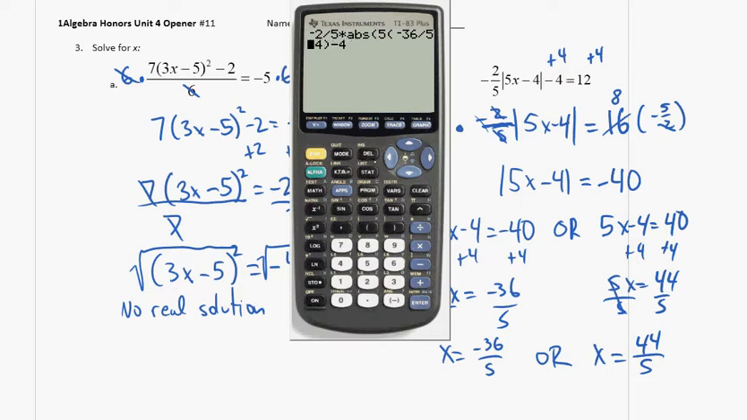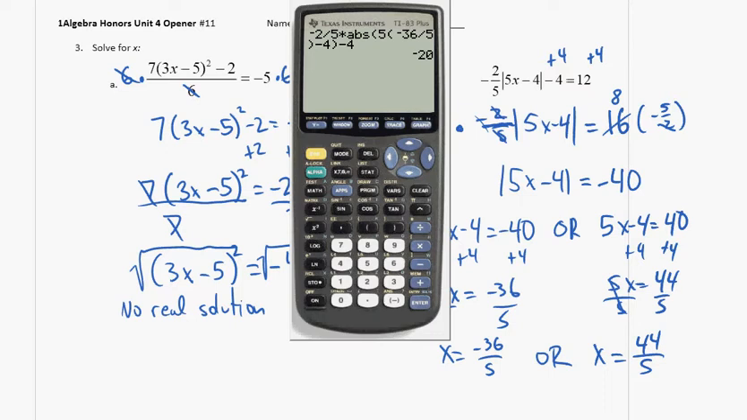Alright, so let's try this again. I've got negative 2 fifths times the absolute value of 5 times negative 36 fifths minus 4. I guess I do want that last parenthesis there. And then this second minus 4 at the end. Alright, in any case, when I hit enter, I'm supposed to get 12. But I don't. I get negative 20.